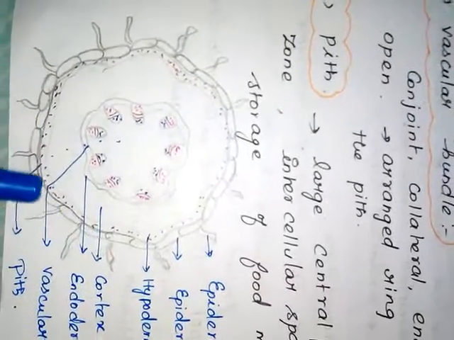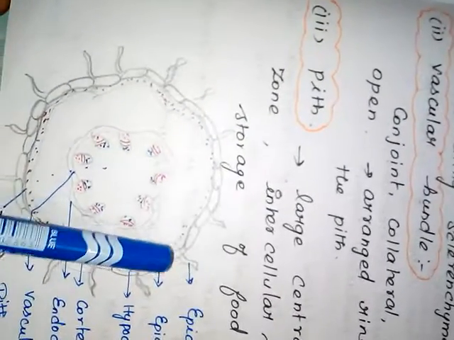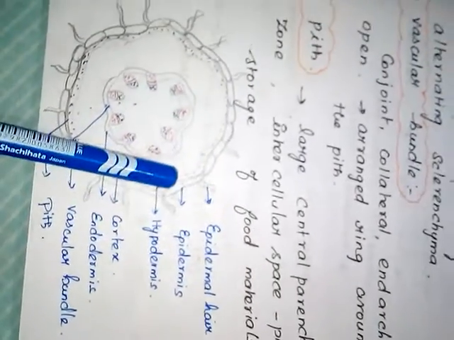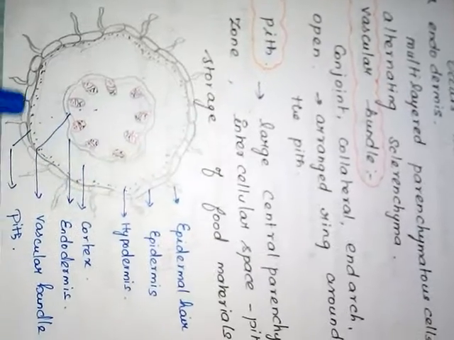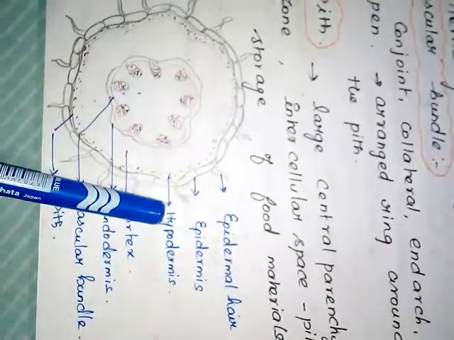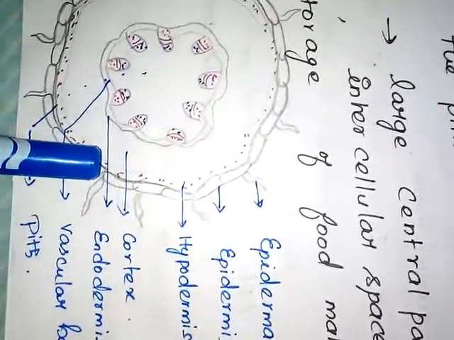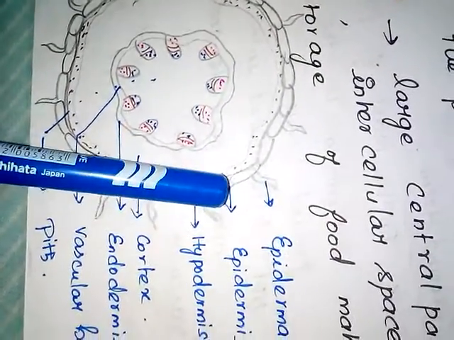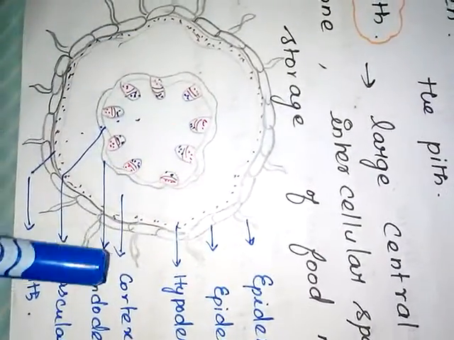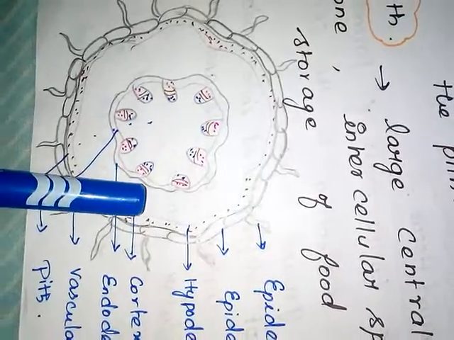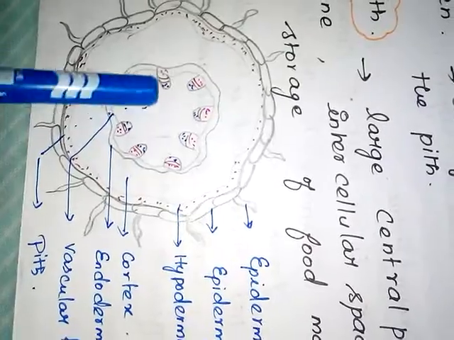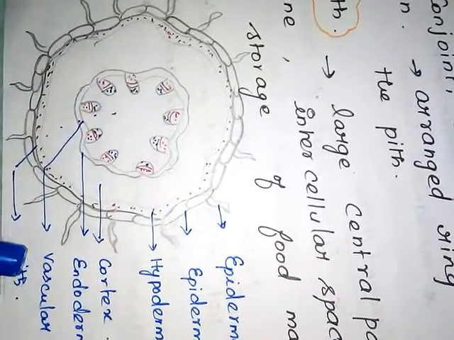The outer layer, epidermis, is present. It contains hair-like structures called epidermal hair. Then the epidermis is the outer layer, and the inner layer is the hypodermis. Then endodermis is also present. The space between the epidermis and endodermis is called the cortex. Then the vascular bundle is present, and the pith contains intercellular spaces. That's all.